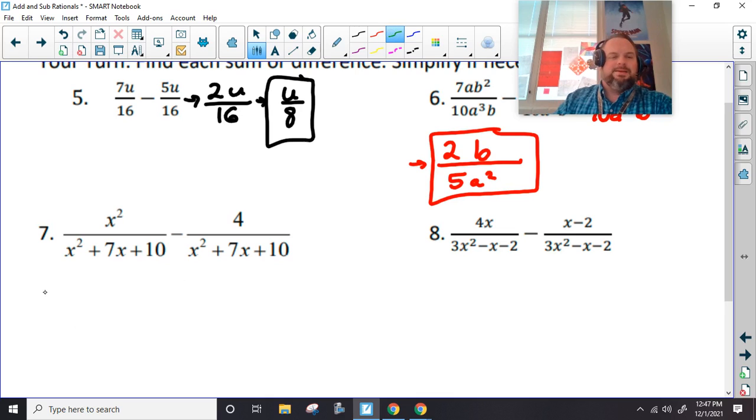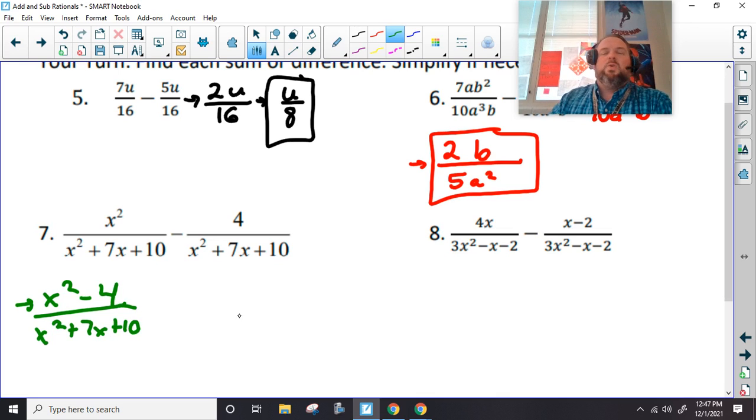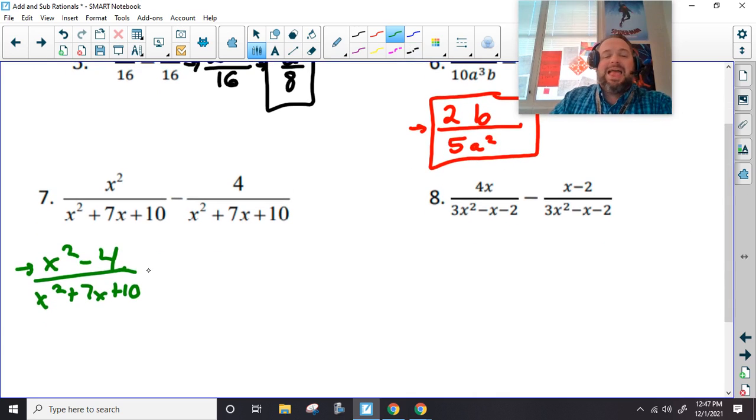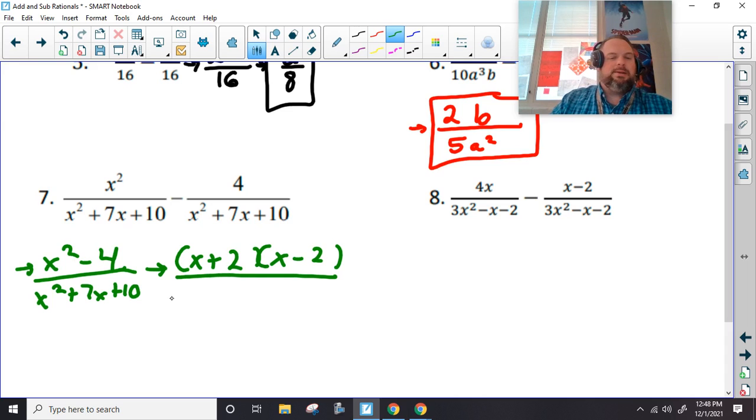All right. Number 7. We just have x squared minus 4 over x squared plus 7x plus 10. Now, we should recognize that x squared minus 4 actually can be factored. We should know that this is a difference of two squares. What is the square root of 4? 2. Okay, good.